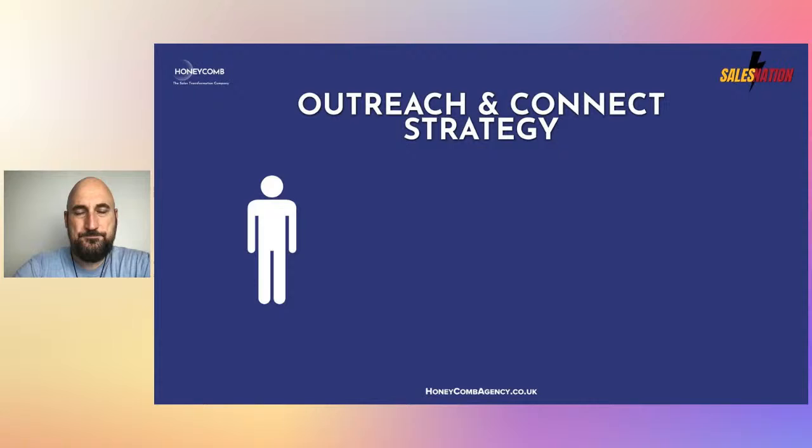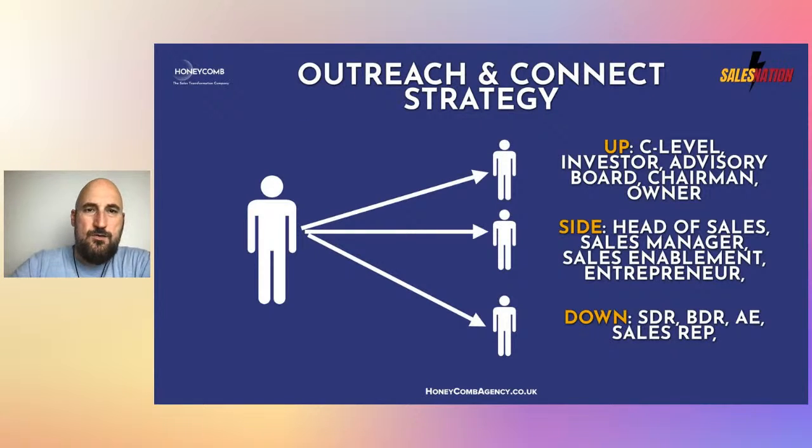So how do we do that? Here's something that is basically from our treasure chest. This is how we reach out and connect. That's our strategy, how we do it. And it's basically very simple. So what we do is we always network and connect three ways: upwards, sideways, and downwards.